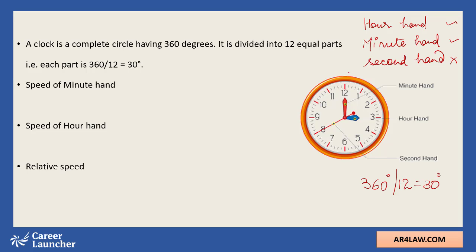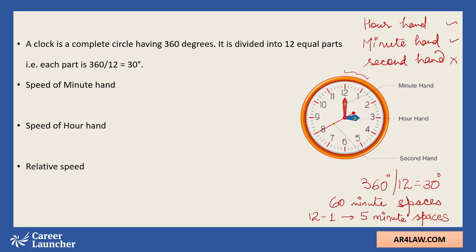In fact, a clock also has 60 minute spaces. We can also talk in reference of minute spaces. When the hour hand moves from 12 to 1, we can say it has covered 5 minute spaces. So a couple of times we will be talking in reference of minute spaces, and a couple of times in terms of degrees.